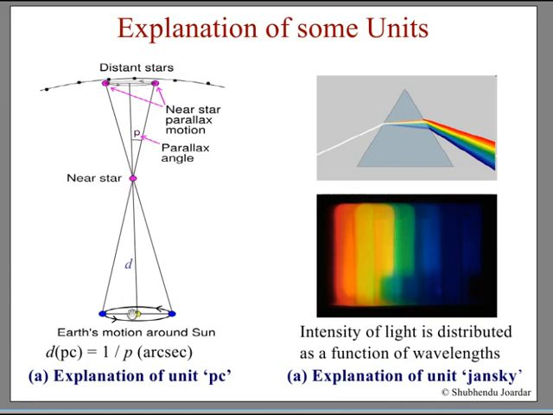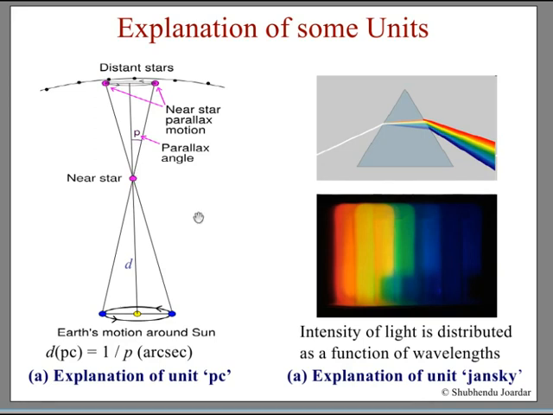We know this distance, and we want to calculate this distance. We also know this angle. This angle is called the parallax angle, P. This angle is the same as this angle. So you can relate it with tan P equal to 150 million kilometers by d.